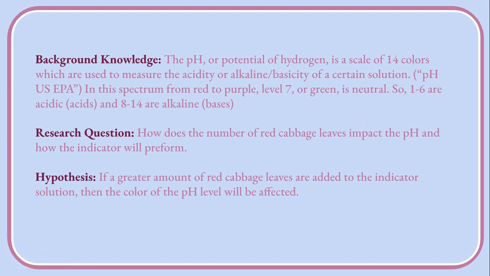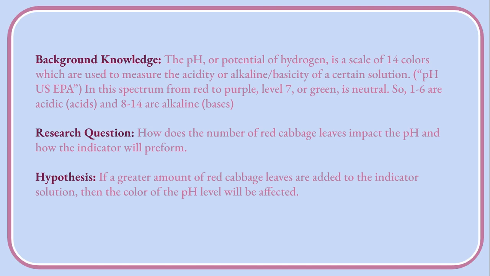The pH, or potential of hydrogen, is a scale of 14 colors which are used to measure the acidity or basicity of certain solutions. In this spectrum, from red to purple, level 7, or kind of a green color, is neutral. So 1 to 6 are acids, starting from red, and 8 to 14 are bases.